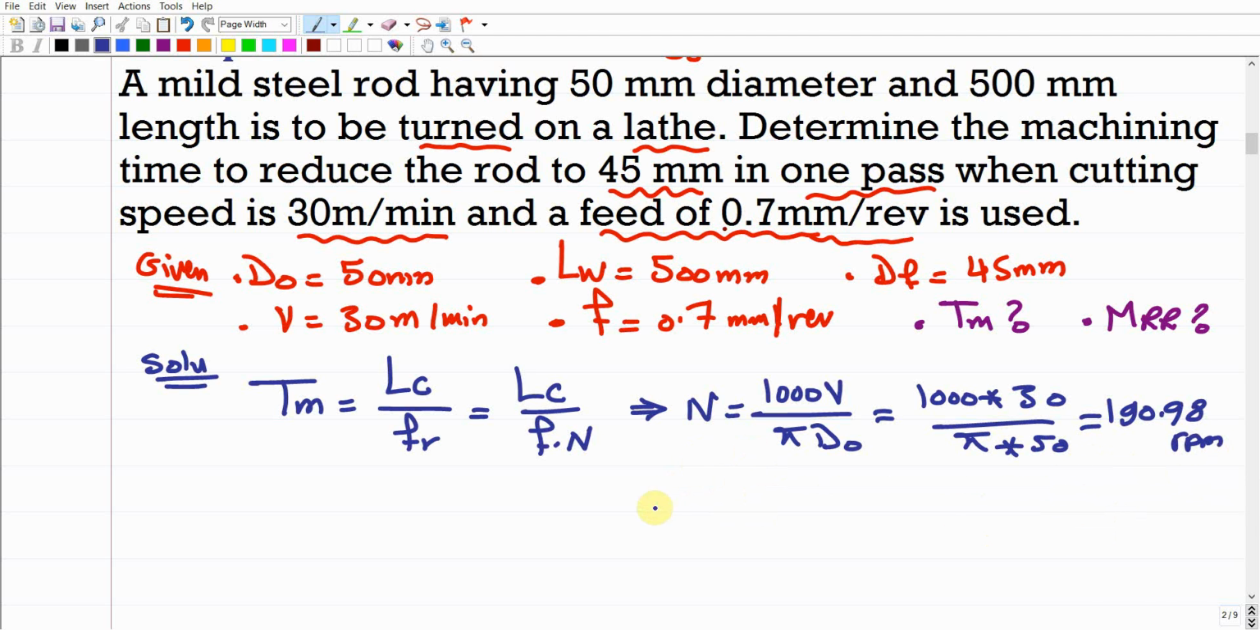Then your objective is just to plug this in, but we still need to calculate LC to calculate the machining time. LC, the total cut length, should equal the workpiece length plus the approach distance plus the over travel distance. Did he give any data regarding the approach distance or the over travel distance? No, he didn't give anything. So I'm just going to assume that they are zeros, assuming that we machine the entire length, adding no approach or over travel distances. So in this case, we're going to consider 500 millimeter. This gives us the LC.